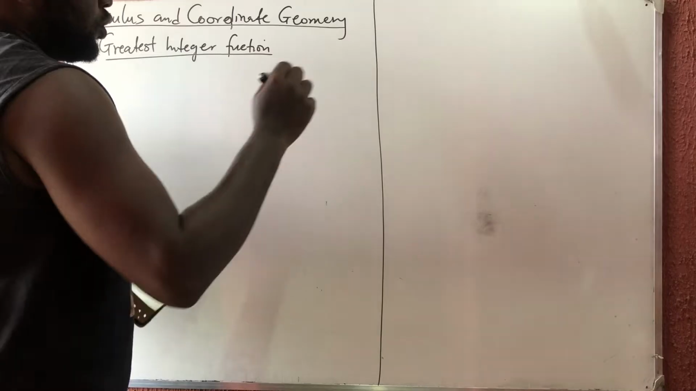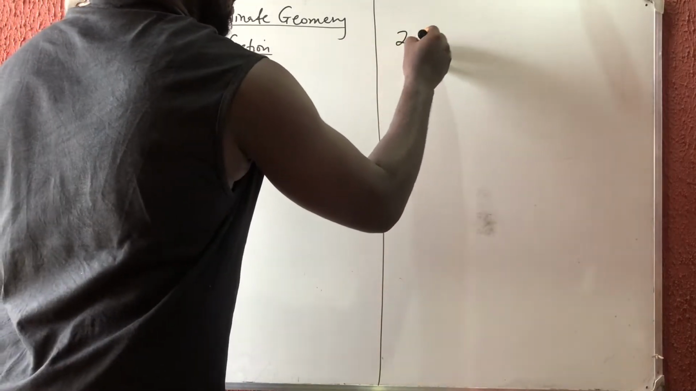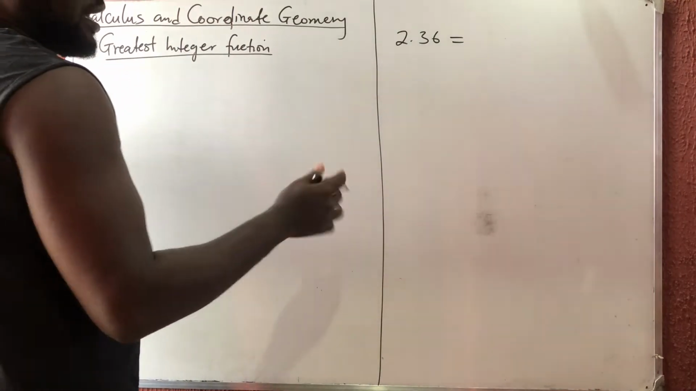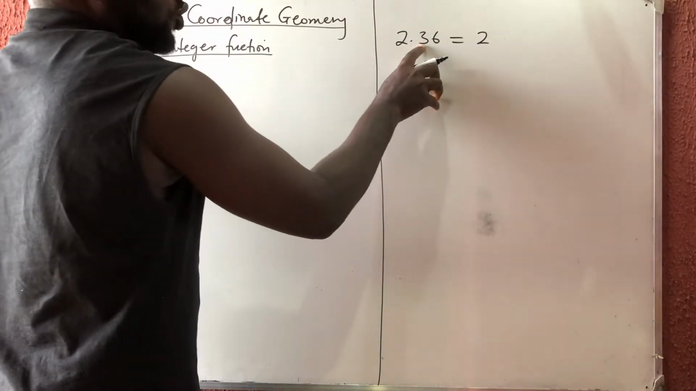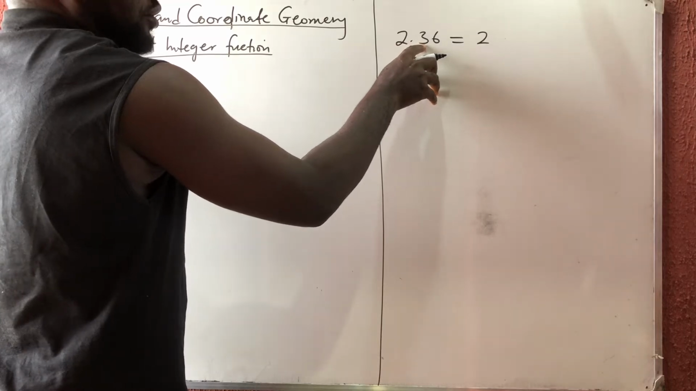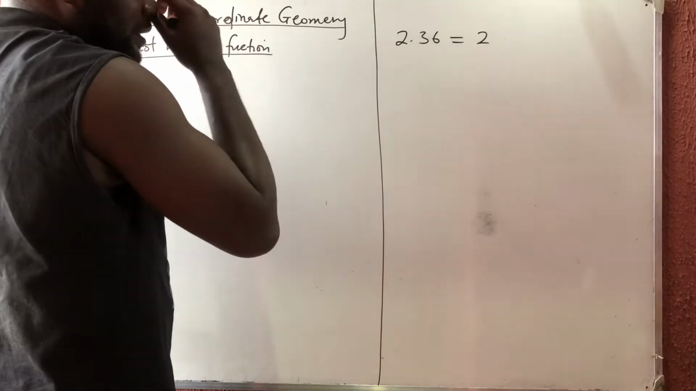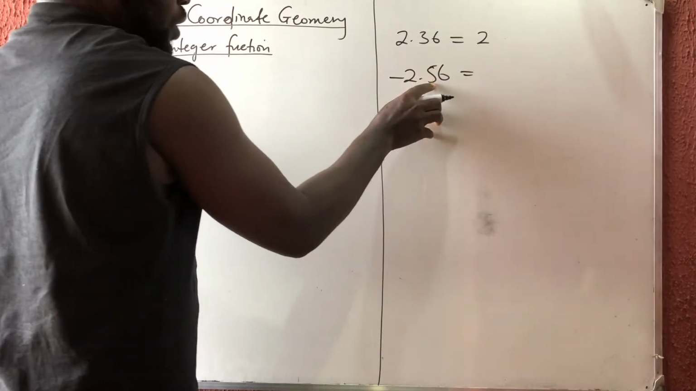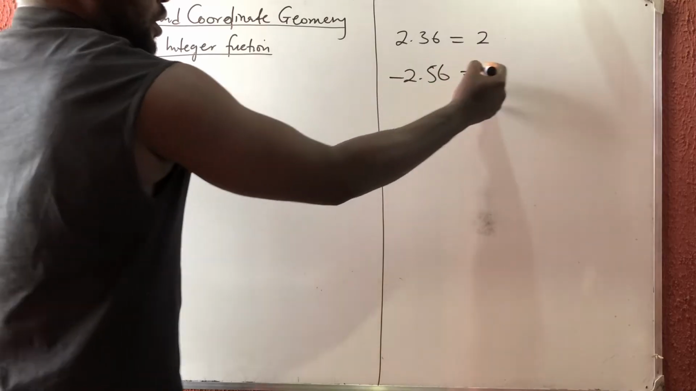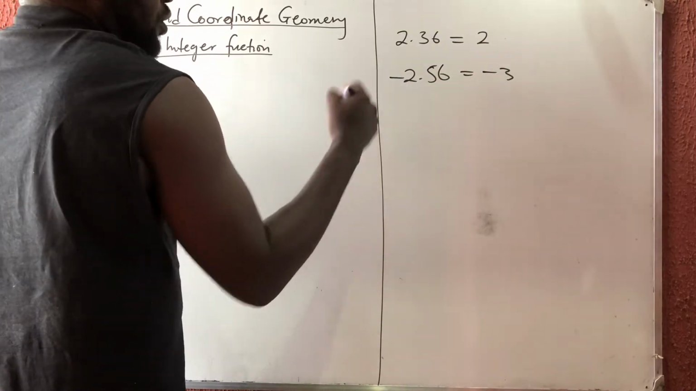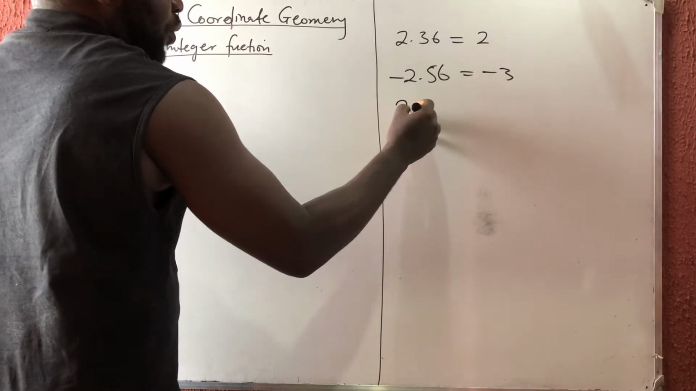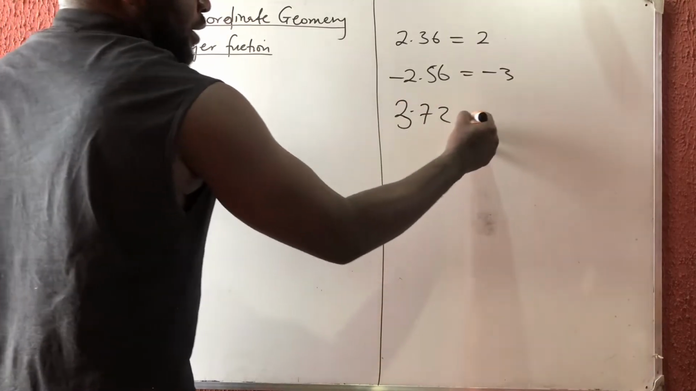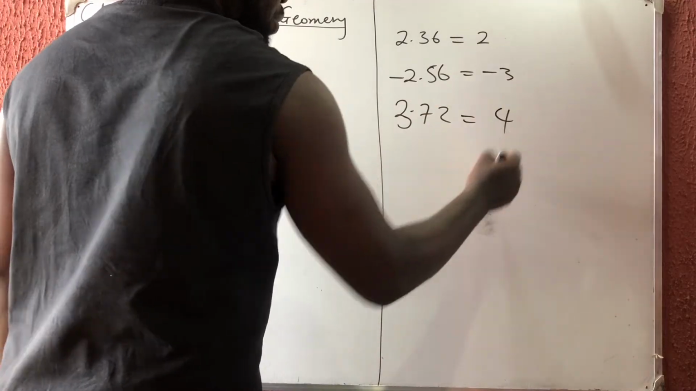Now, you know that if you have 2.36 and you are asked to approximate this to a whole number, the answer is simply 2, because this one is not up to 5. If it's up to 5, we'll call it 1 and add it here. For instance, if I have minus 2.56, you see that this one is up to 5, I'll call it 1 and put it here. My answer is minus 3. If I have maybe 3.72, this is up to 5, call it 1, and it becomes 4.